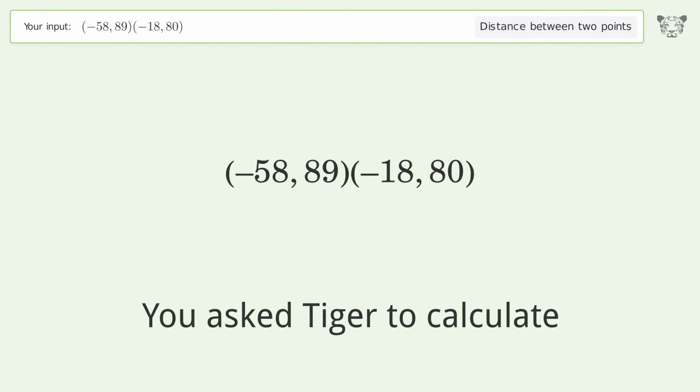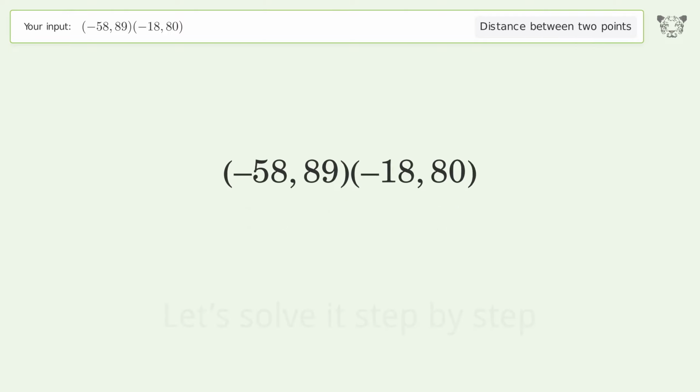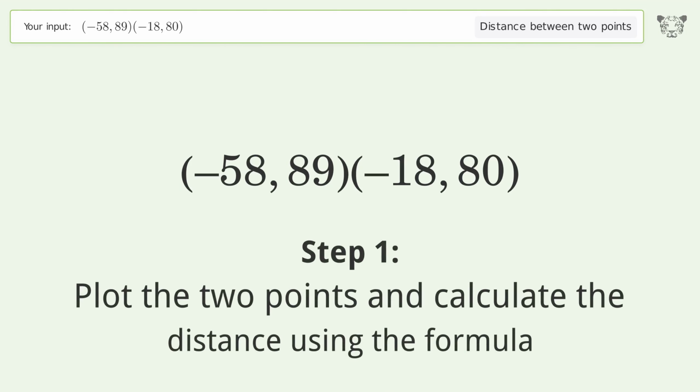You ask Tiger to calculate. This deals with the distance between 2 points. The distance between the 2 points is the square root of 1681, or 41. Let's solve it step by step. Plot the 2 points and calculate the distance using the formula.